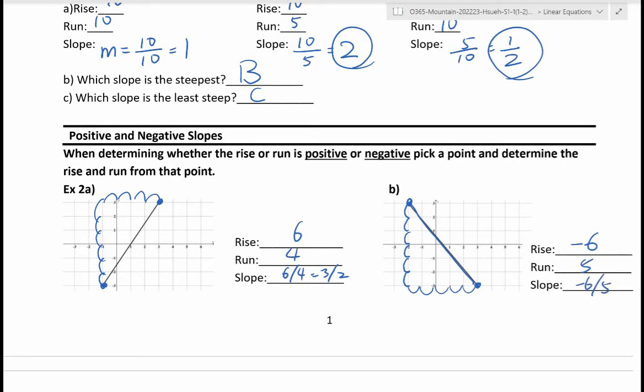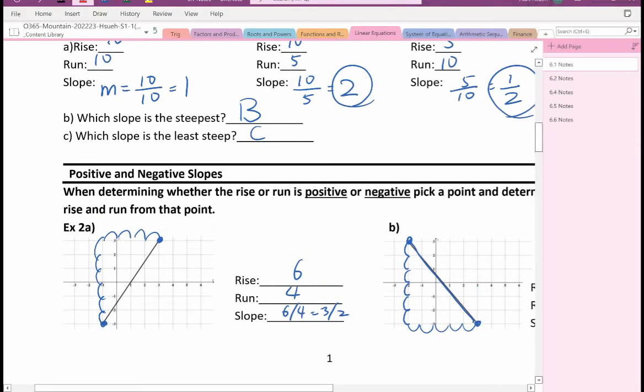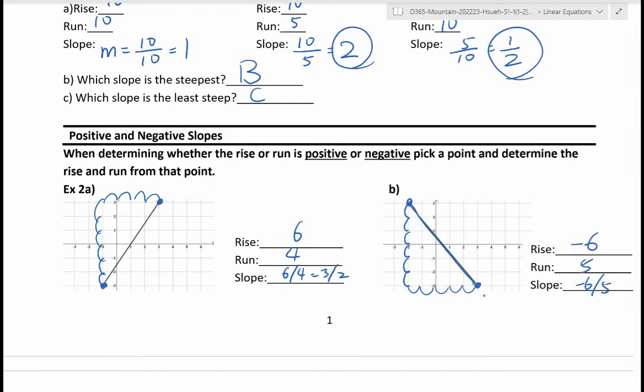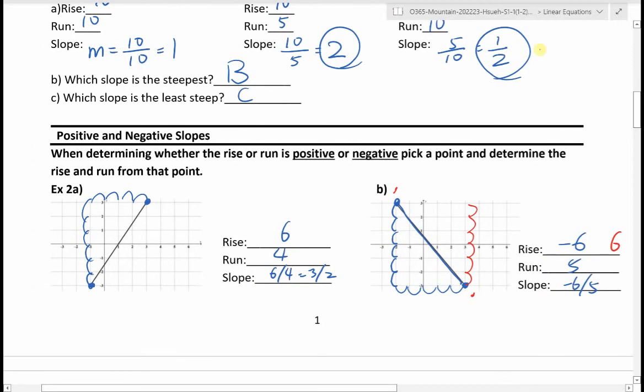Now you might ask, how come the rise is negative but not the run? If you always just count from left to right, then the run is always positive. Only if you're counting backwards from right to left, then your run will be negative. For example, if you count the second one from this point to that point instead, you would go 1, 2, 3, 4, 5, 6, actually 6 up. And then you're going from right to left now, so you go 1, 2, 3, 4, 5. So then the run will be negative, and you end up with 6 over negative 5.